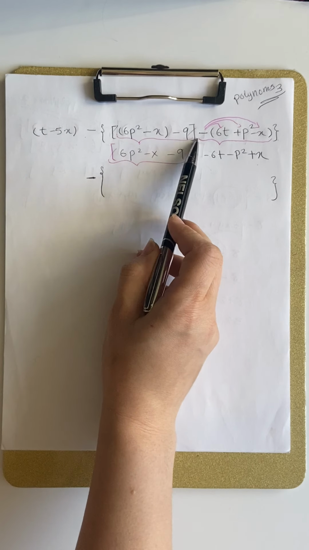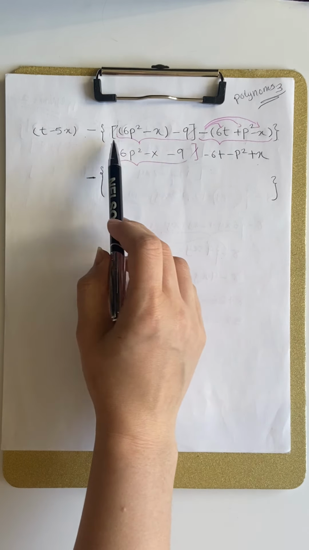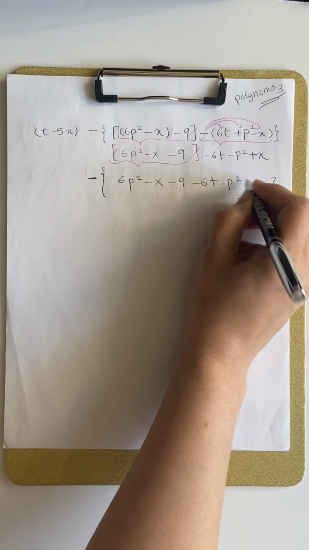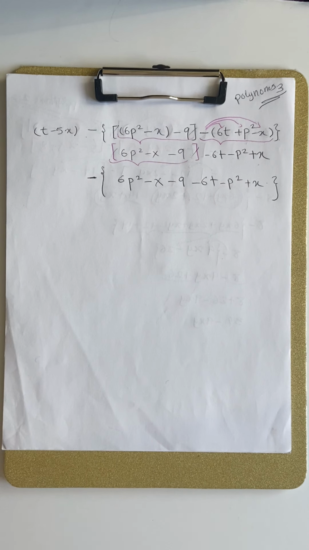Why did we just have this here? I'm going to rewrite the question and you're going to see that these were super extra. I really love this question because it teaches a lot of things to us. I'm going to redo this in a different way. Okay, so we had 6p2 minus x minus 9 minus 6t minus p2 plus x. Yay, now that's a question we can work with.